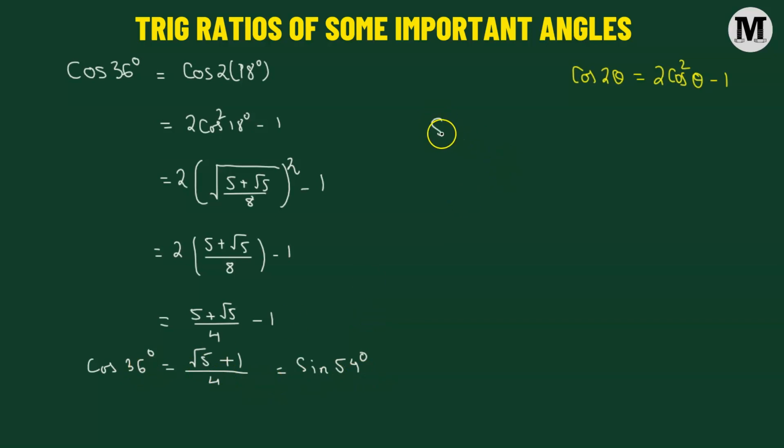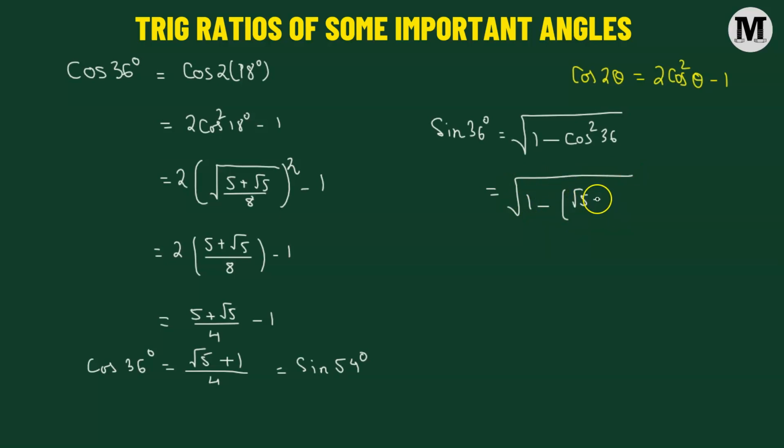Now we have the value of cosine 36 degree. We can find out the value of sine 36 degree easily. So sine 36 degree will be the square root of 1 minus cosine squared 36 degree. So let's substitute it here. So we have square root of 1 minus, so we will have square root of 5 plus 1 divided by 4 whole squared. And when we solve this value, we're going to get square root of 5 minus square root of 5 divided by 8. So that's going to be the value of sine 36 degree.